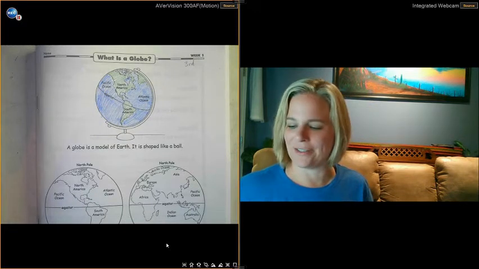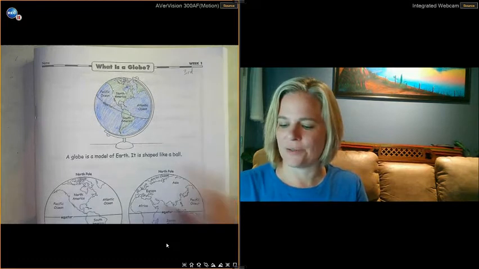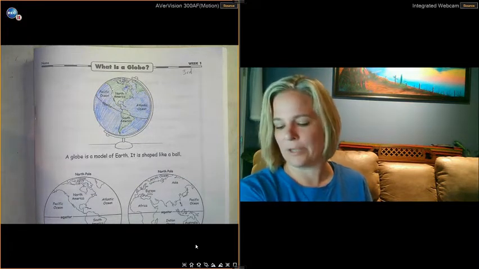In your packet, you'll need the packet that says, what is a globe? You'll need a pencil to write in your answers, and you'll need something to color with. I think mostly you're going to need blue and green. So you can find colored pencils or crayons to use on this. I prefer colored pencils or crayons because markers tend to bleed through the paper, so colored pencils or crayons would be best for it.